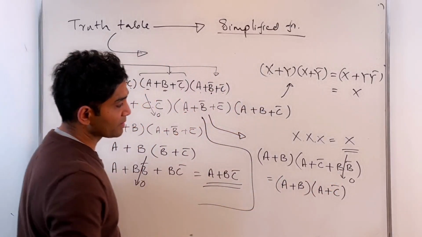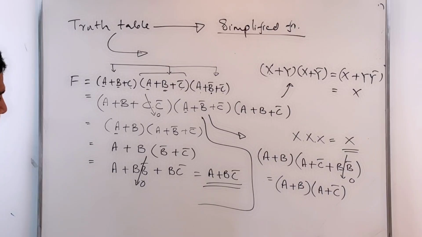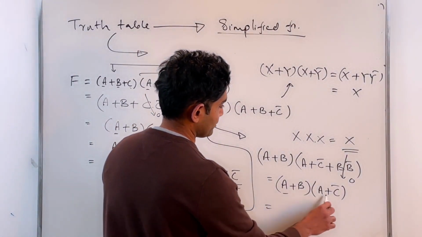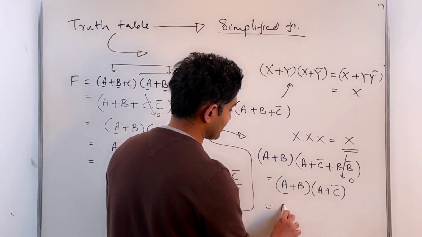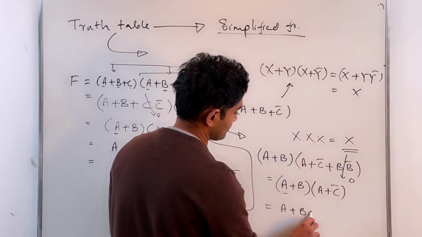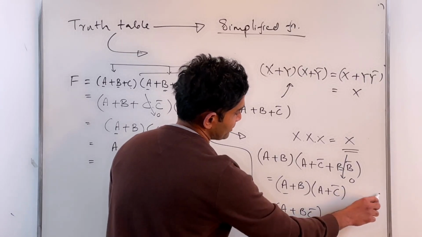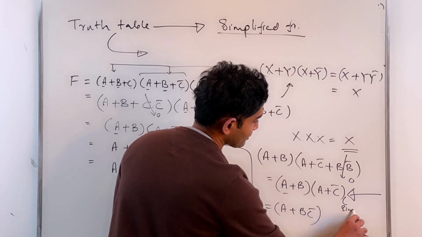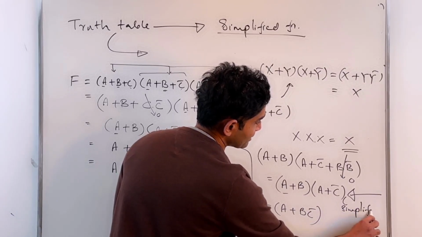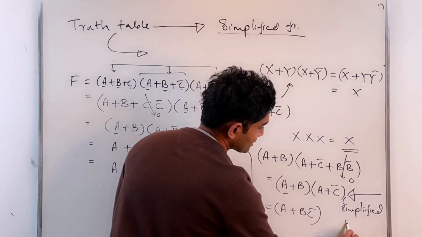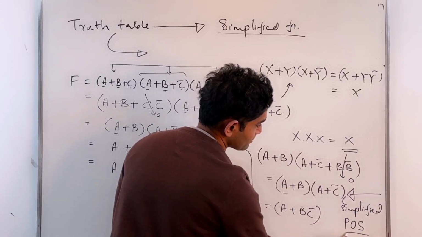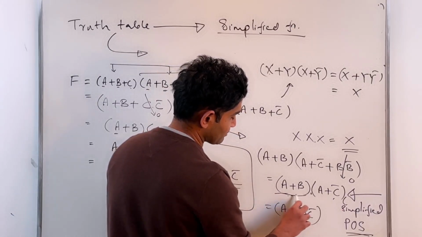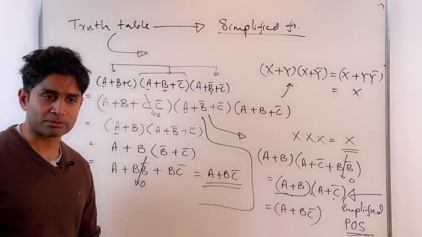You can still function. You can still simplify that using again the same distributive law. I get basically A plus B C prime. I could have stopped here, in which case I would call this the simplified product of sums expression. Right? This is a product. This is the product of sums expression. That's the simplified product of sums expression.